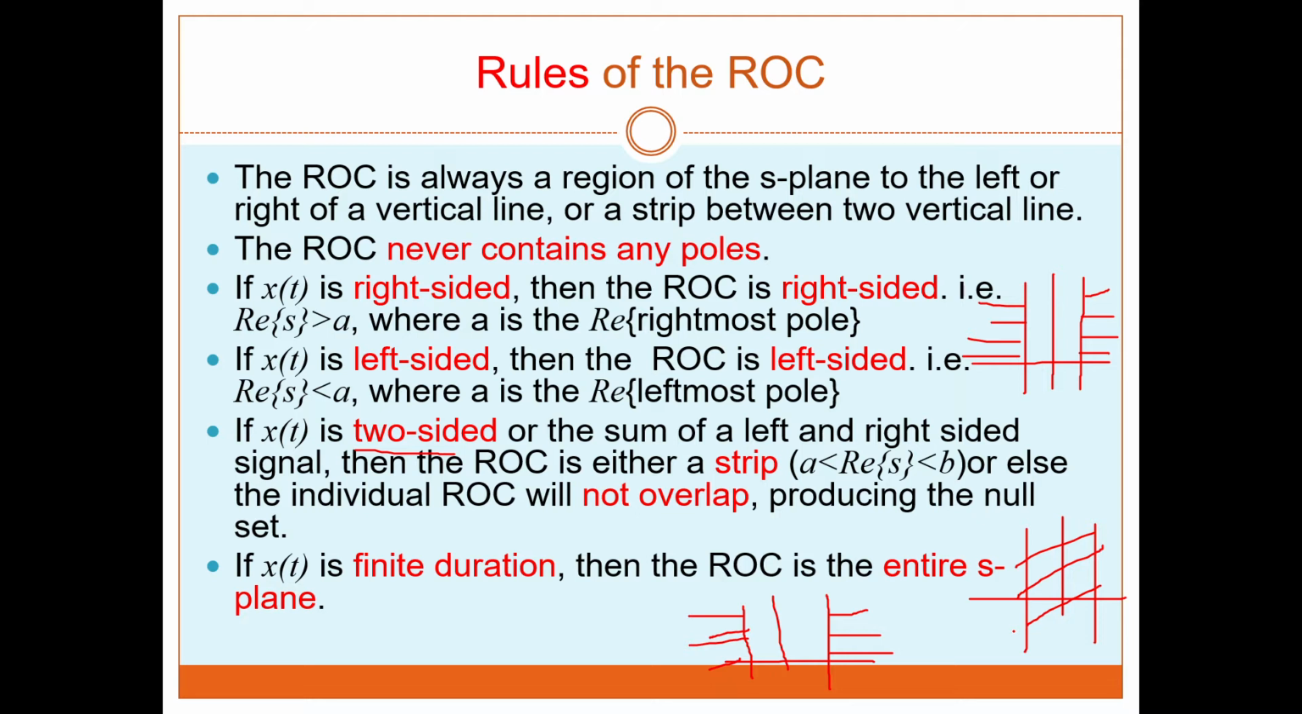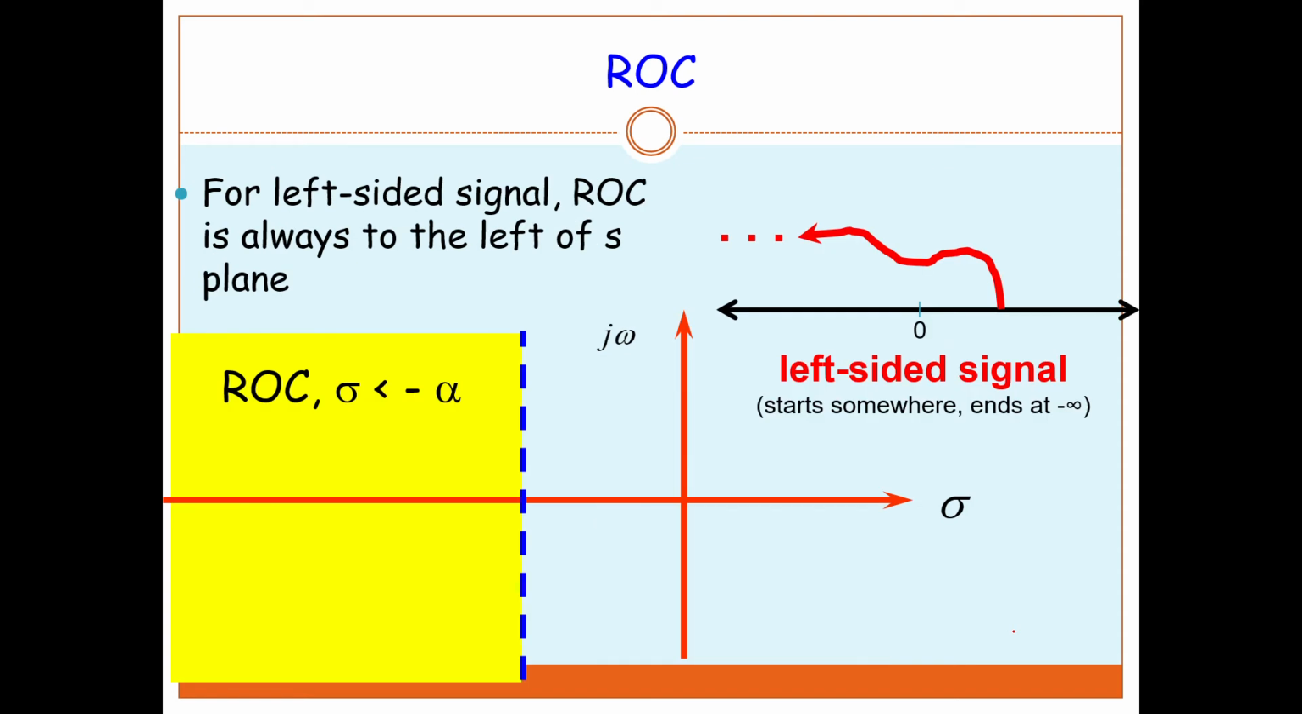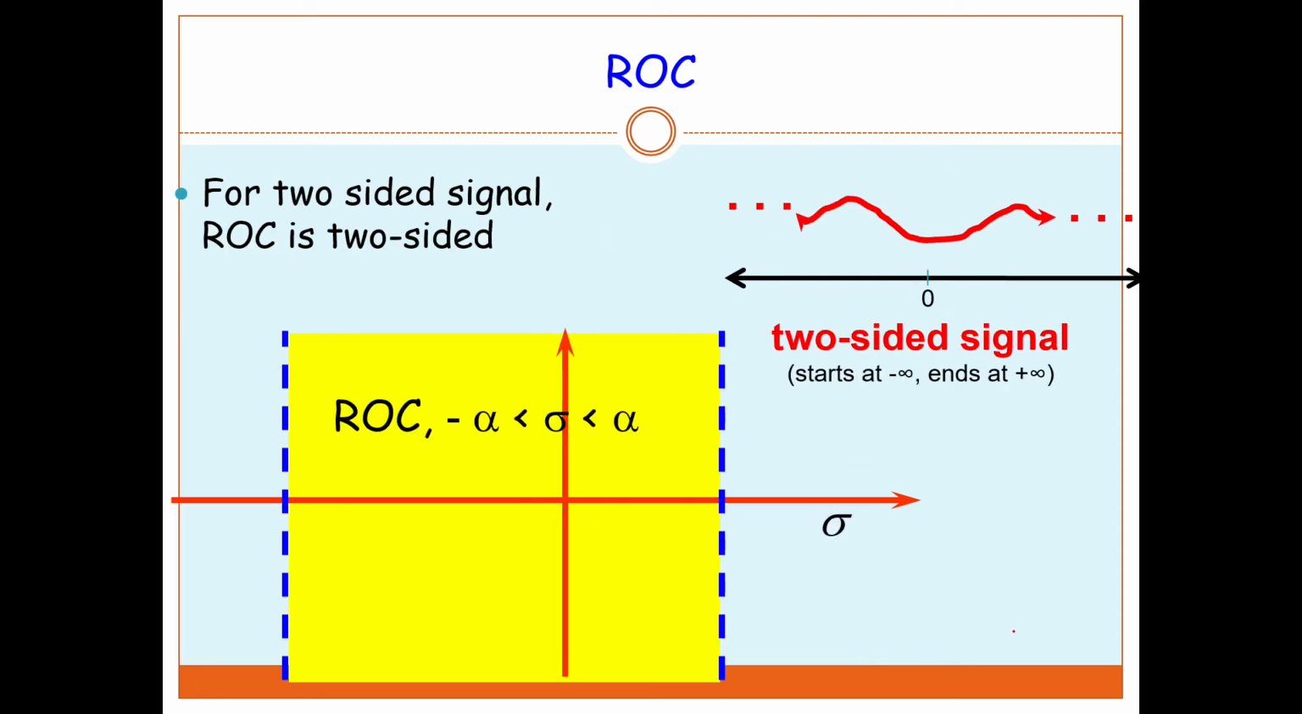And if x(t) is finite duration, then the ROC is the entire s-plane, meaning it goes from minus infinity to infinity. So this is right-sided, the ROC is also right-sided or left-sided, and then this is two-sided, both positive here and here.